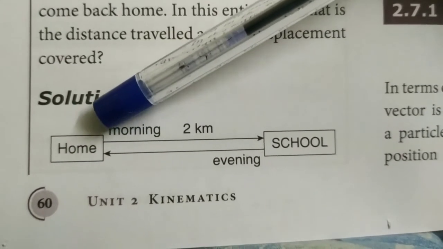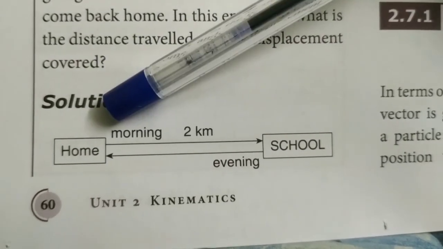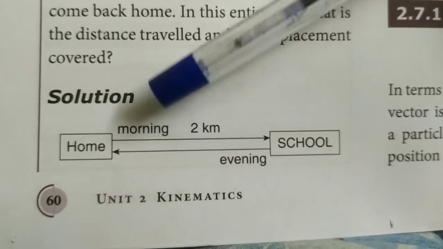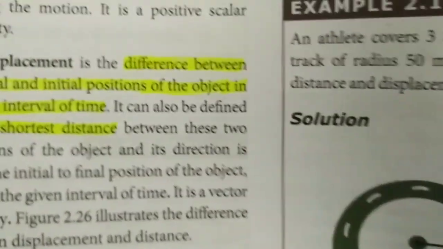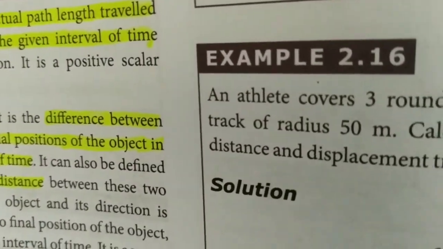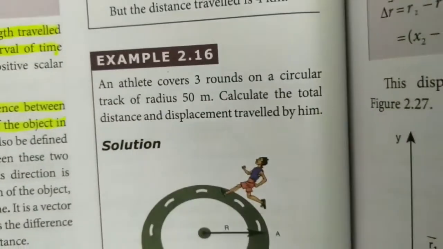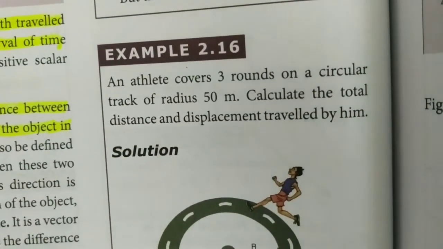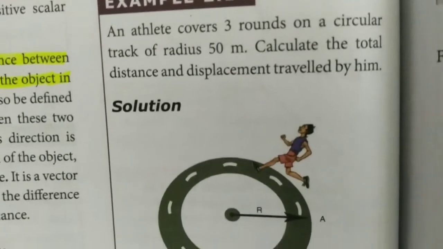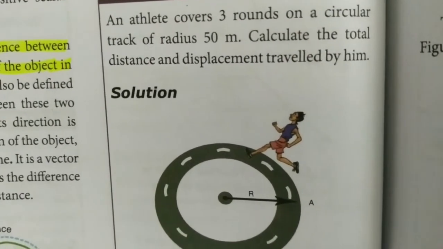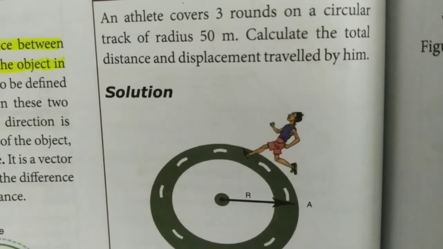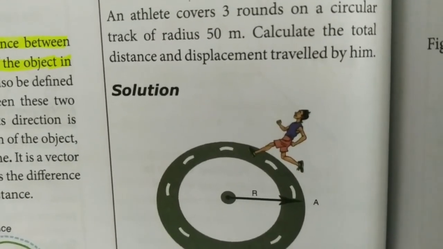So the displacement is 0, but the distance covered is 4 kilometers. Okay, now you understand. Now let's see the next problem. Problem number 2.16. Here there is an athlete. He covers 3 rounds on a circular track of radius 50 meters. Calculate the total distance and displacement traveled by him.